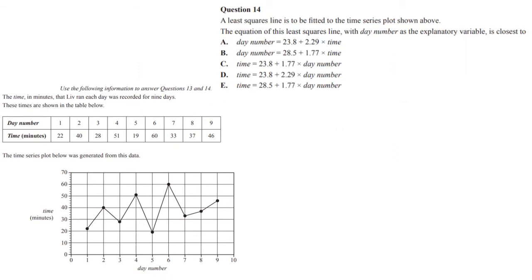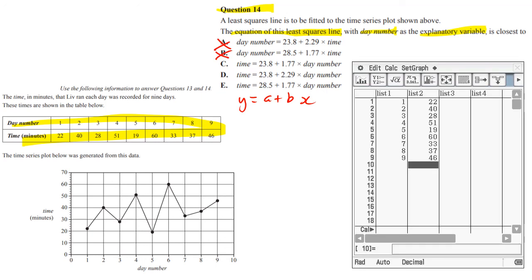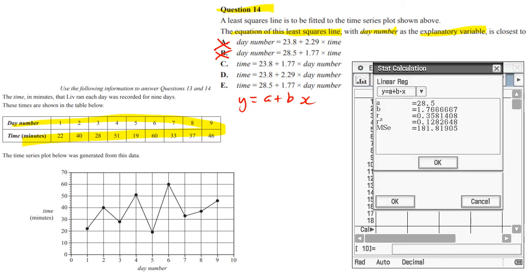And just for completion, I'll do question 14, which has got nothing to do with the graph. They wanted you to use this data to find the equation of the least squares line. It says day number is the explanatory variable, so you should know, of course, that y equals a plus bx, which means day number must be x, so it can't be these two. Put your data into your calculator, hit calc regression linear, make sure you got list 1, list 2 the right way round, and you get 28.5 is A, and 1.77 is B, so it looks like the answer is E again.